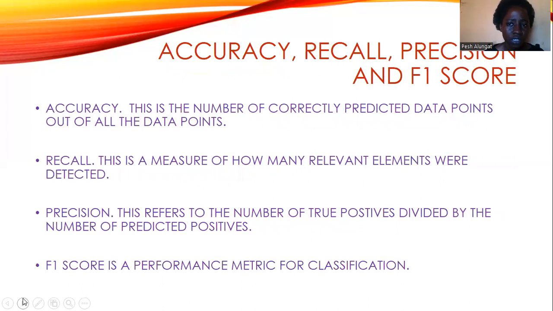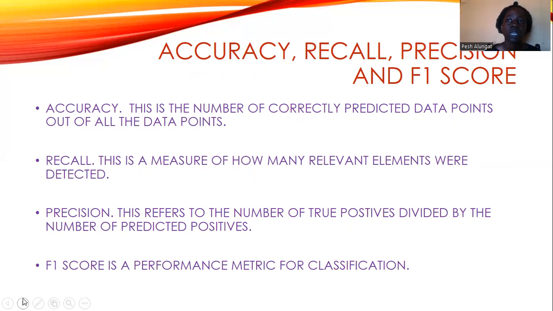Now, accuracy, recall, precision, and F1 score. Accuracy simply is the number of correctly predicted data points out of all the data points. So it can give you the answers that you correctly predicted for a given outcome. Then recall, this is a measure of how many relevant elements were detected. So we have also precision. This refers to the number of true positives divided by the number of predicted positives.